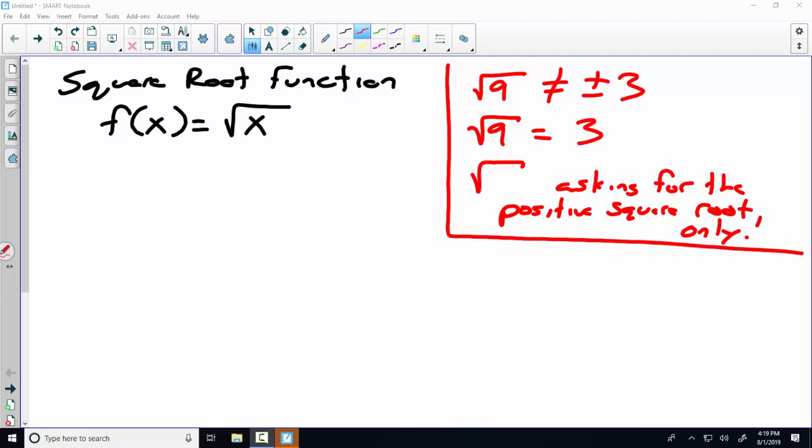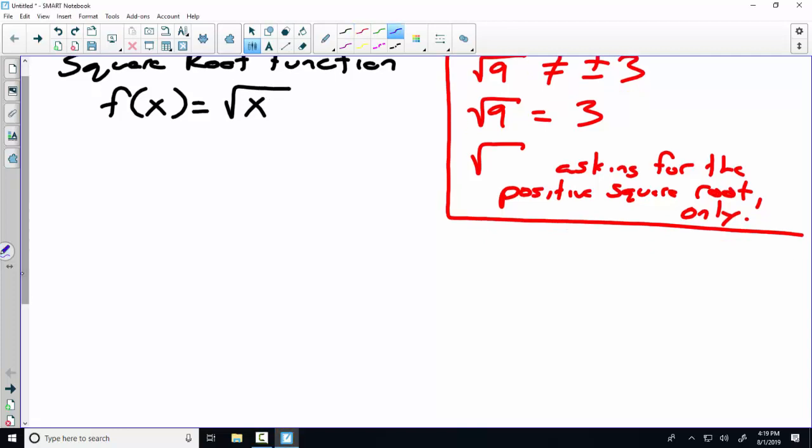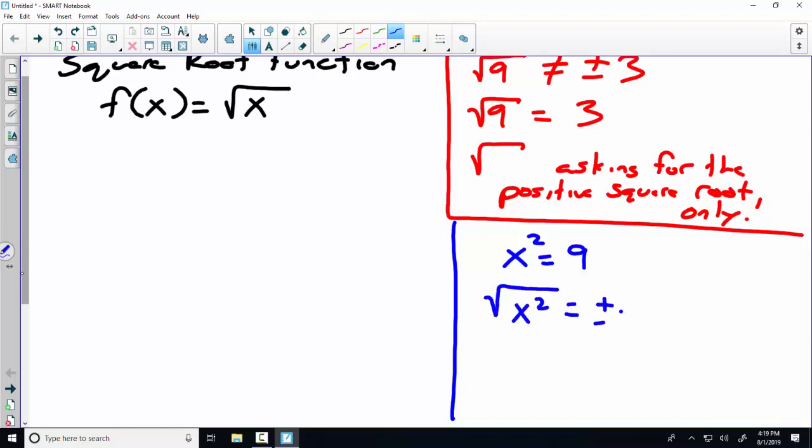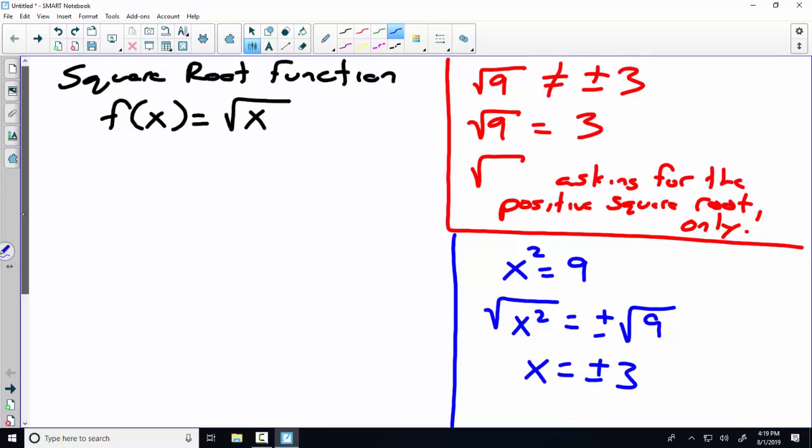Now where does that plus or minus come from? Because I know we've all seen that before. It comes from when you ask a slightly different question, which is not asking for the square root of 9, it's asking what number or numbers can you square to get 9. The way you solve this is you take a square root of both sides. But when you take the square root of both sides, you introduce the plus or minus symbol. So this does end up being plus or minus 3. So you have to pay attention to what question you're being asked.